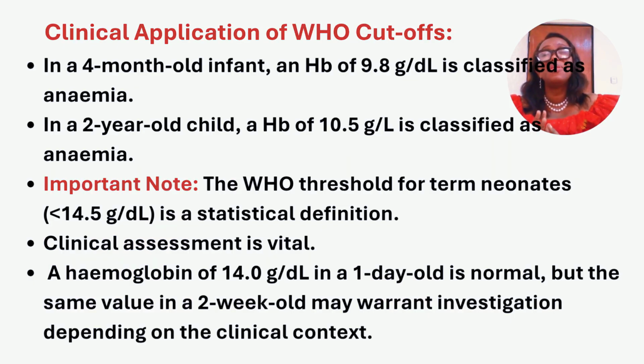Clinical assessment is very vital in defining anemia in neonates. A hemoglobin level of 14 gram per dl in a 1-day-old is normal, but the same value in a 2-week-old may warrant investigation depending on the clinical context.